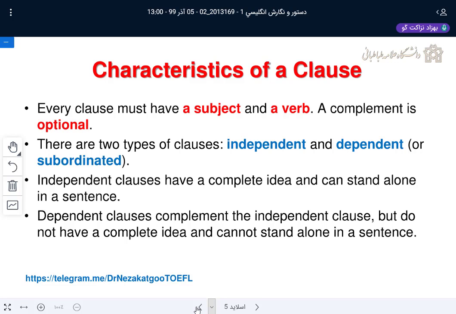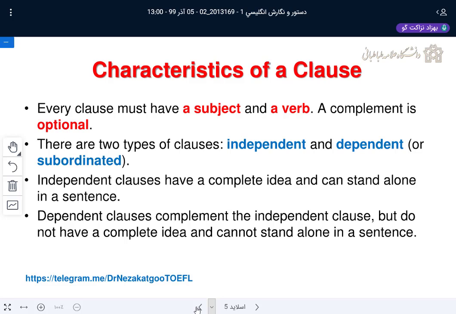Let's move to the characteristics of the clause. We talked about the clauses. Clauses, like sentences, are a group of related words. They contain a subject and a verb, but they cannot stand alone as a complete thought, because they have a connector, and this connector forces the predicate to depend on the main clause. So every clause must have its own subject and its own verb, but the complements are optional. Sometimes they have them, sometimes they don't.